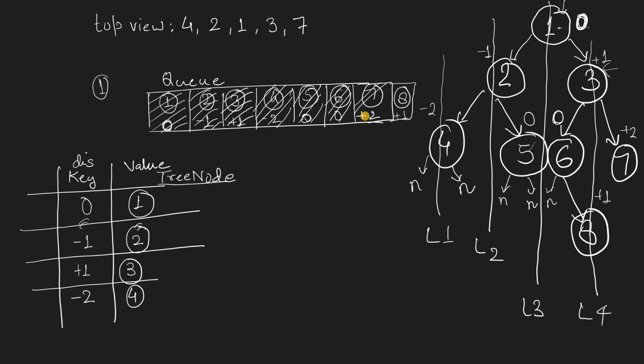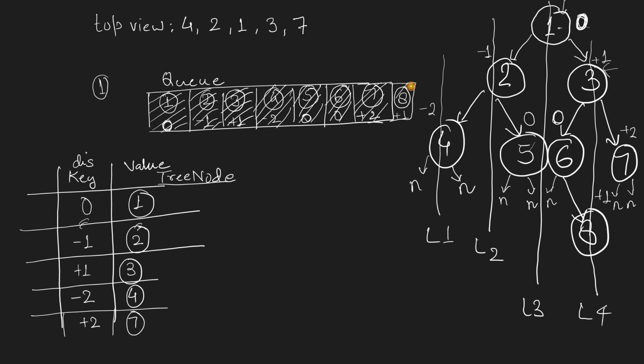Then we'll again pop the element from the front of the queue, which is 7. We'll check if +2 exists in the map or not. The +2 key doesn't exist, so we'll put 7 here. After this we will check if 7 has any child that we can push into the queue. 7 does not have any child, so we'll leave 7.